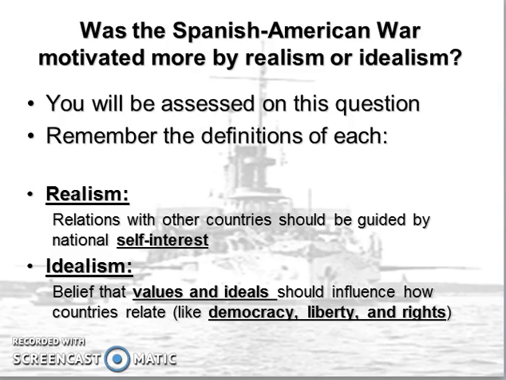Remember the definitions of realism, which is that our relations with other countries should be guided by self-interest, and idealism, which is a belief that values and ideals should influence how we relate to other countries, things like democracy, liberty, and rights. So keep those in the front of your mind. That'll make this exercise a whole lot easier and will be ultimately what you show me on the test, that you can do those two things.